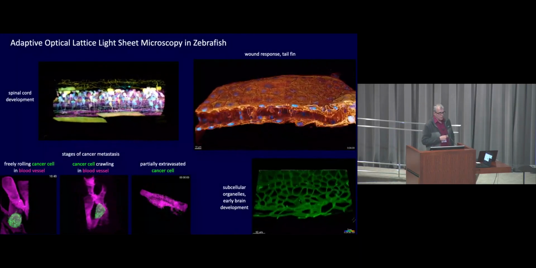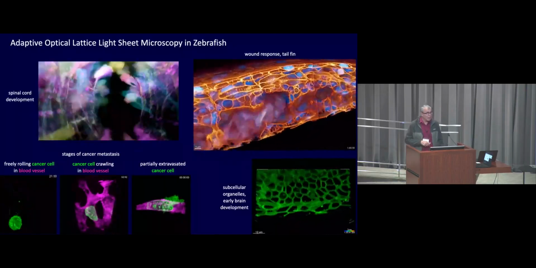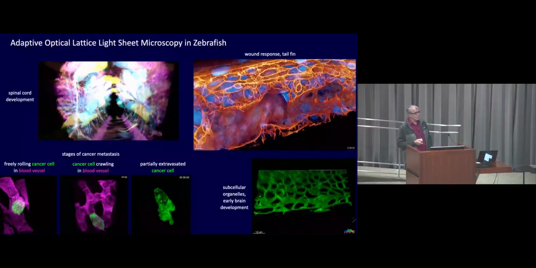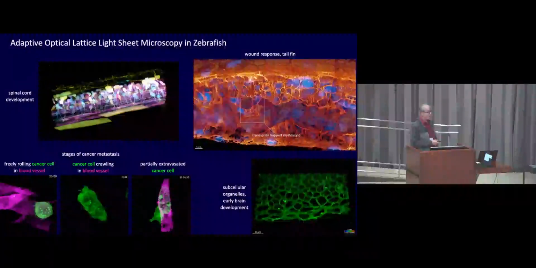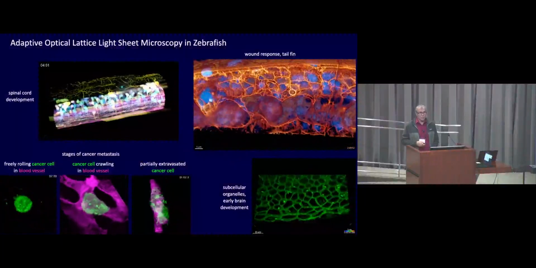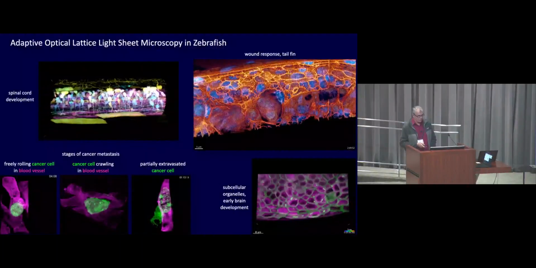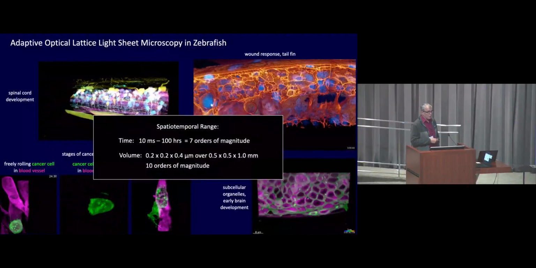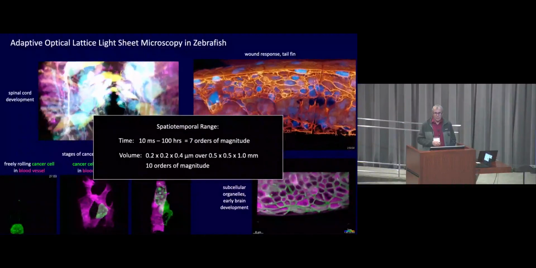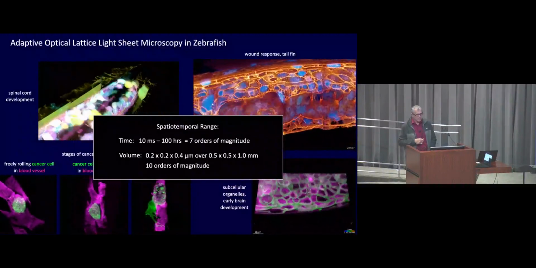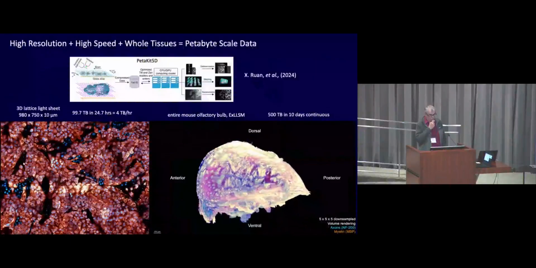So we combined our adaptive optical techniques with our lattice light sheet techniques, and then we had a tool that would allow us to study subcellular biology and dynamics inside of living tissue, inside of the whole developing organism in different types of systems. And this technology covers an enormous range of space and time, 7 orders of magnitude in time, 10 orders of magnitude in volume. So you get lots and lots of diverse data.